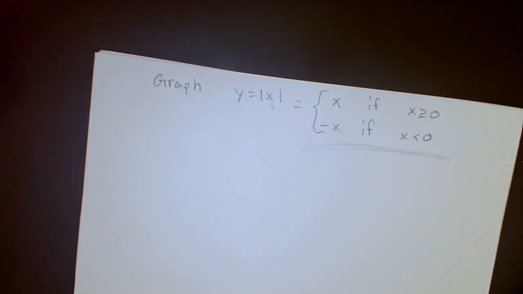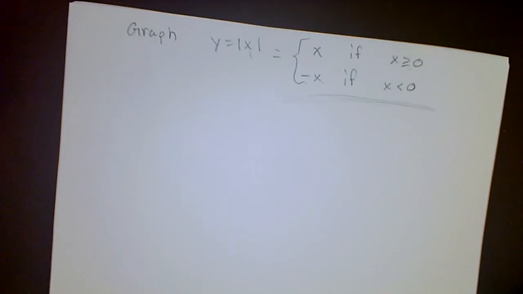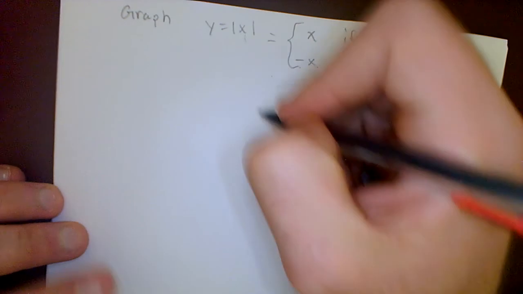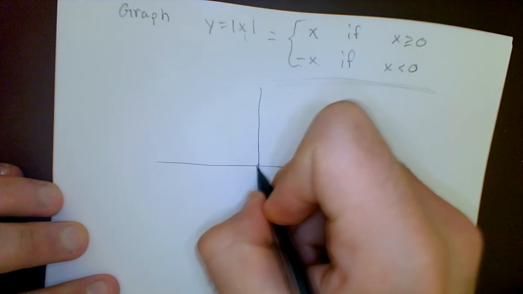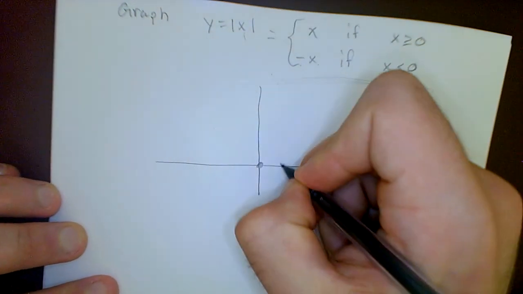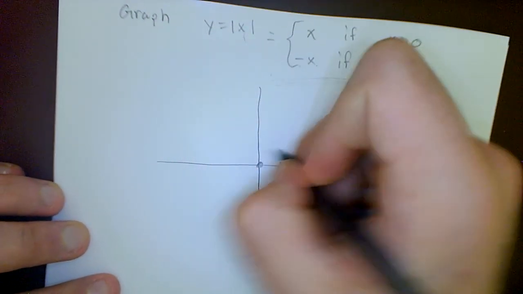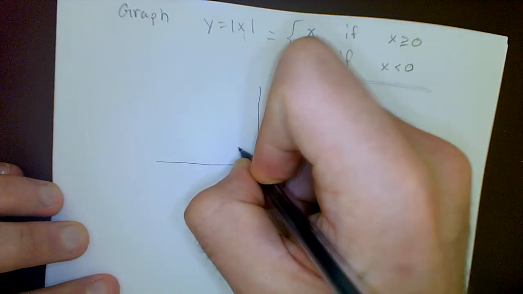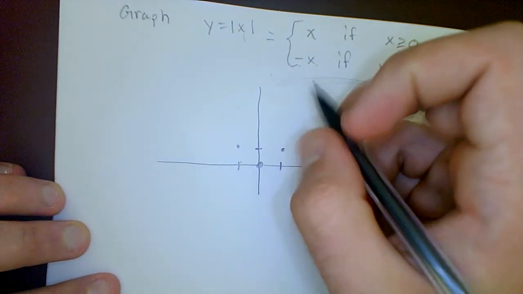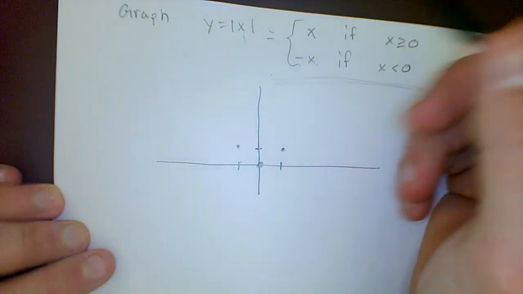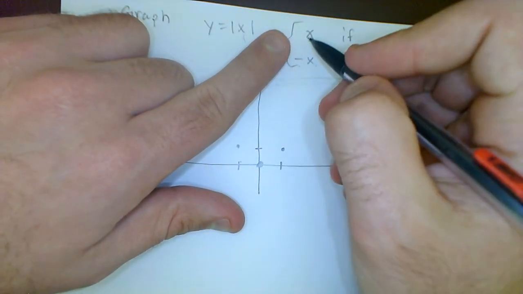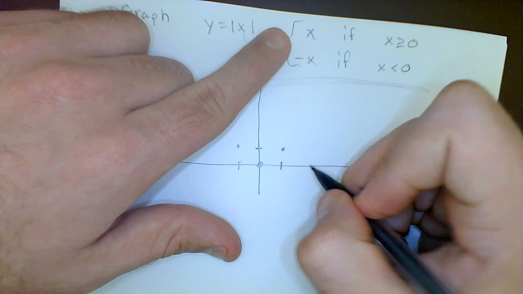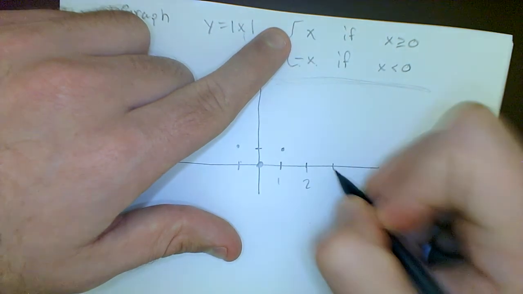Okay, so if we're going to graph this function, then we need to draw our graph. We already figured out that the absolute value of 0 is 0, and the absolute value of 1 is 1, and you can just keep filling these in. So think about graphing y equals x on the positive end. That's a slope of 1 with a y-intercept of 0. So 1, 2, 3.